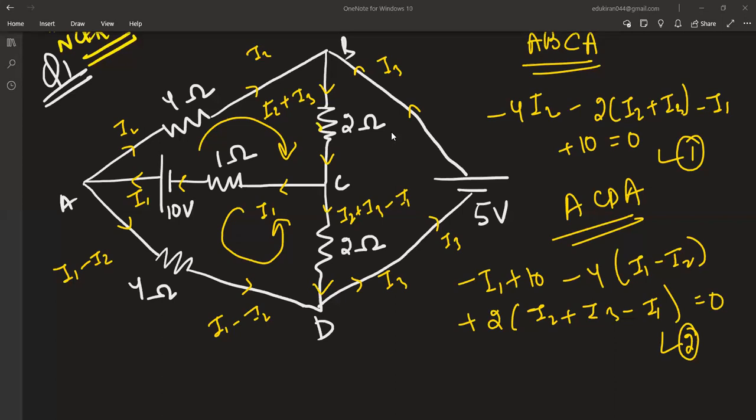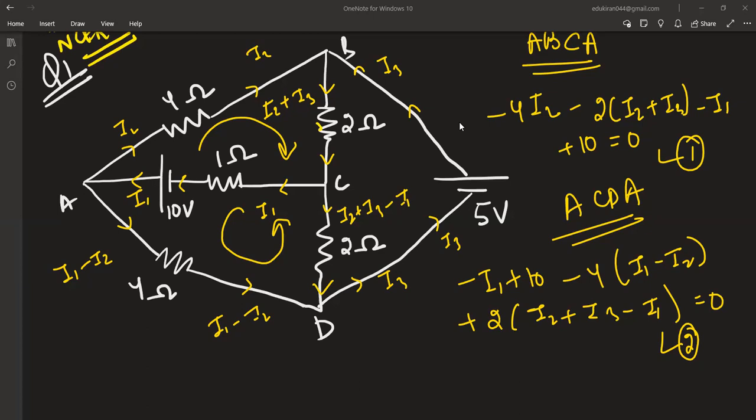In the second equation, we should add voltage also. Yes, you will add voltage also. See, everything we are adding is voltage, Shahid. This is also voltage, this is also voltage. Minus I1 into 1: resistance is 1, current is I1, so voltage becomes minus I1. Here voltage becomes 10. This is resistance into current, so we are adding the voltage.